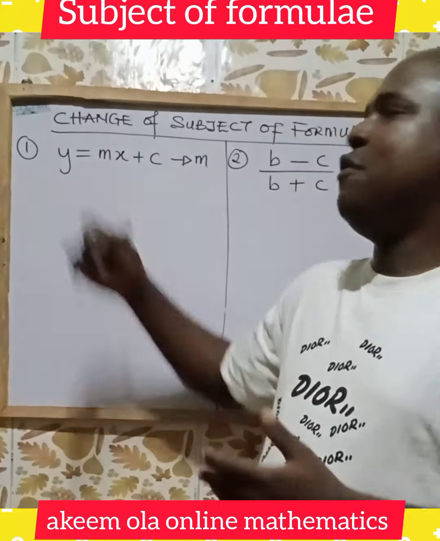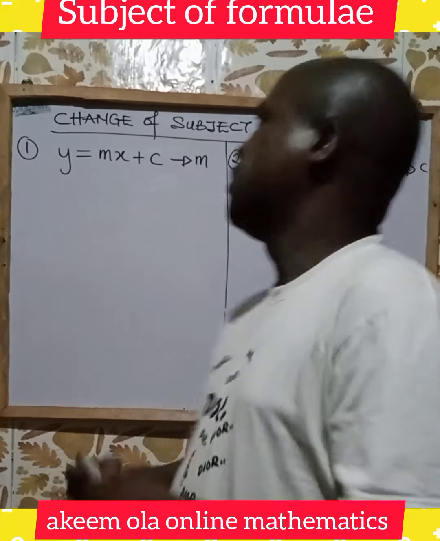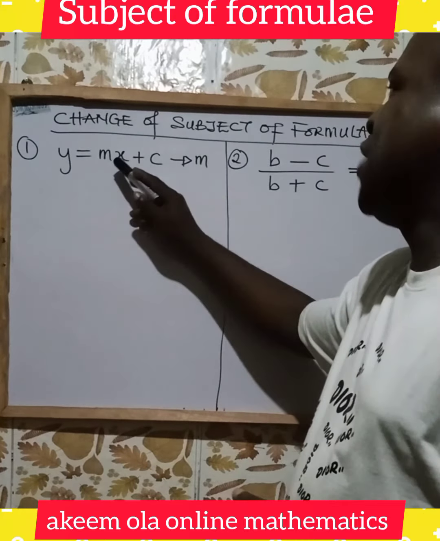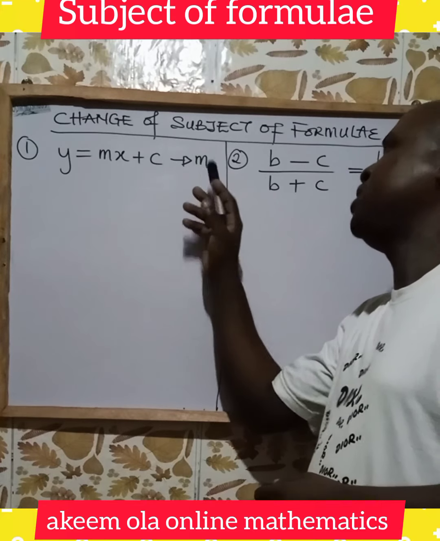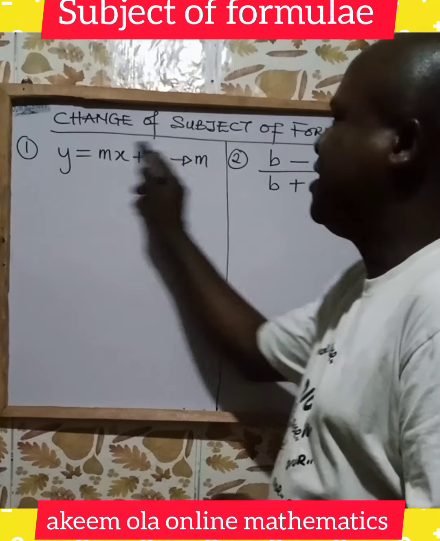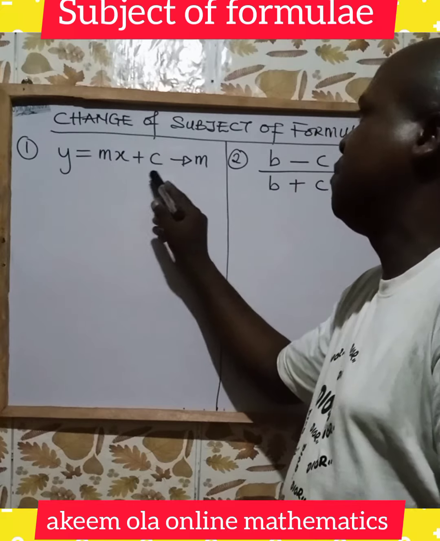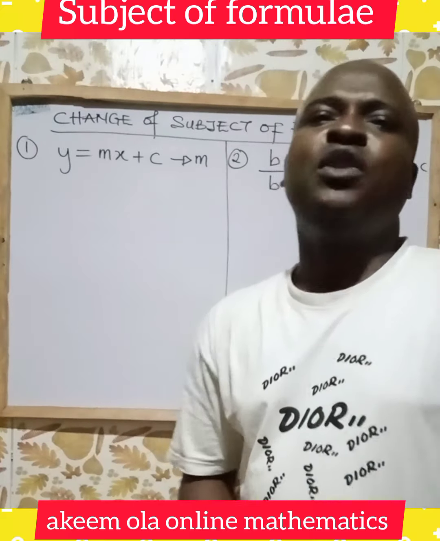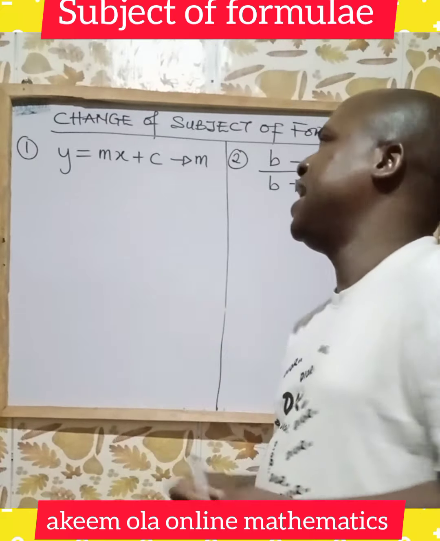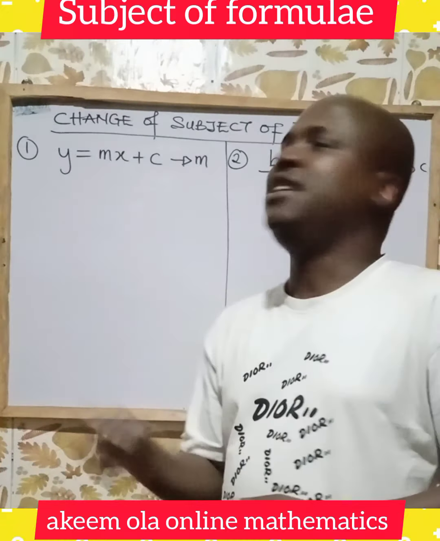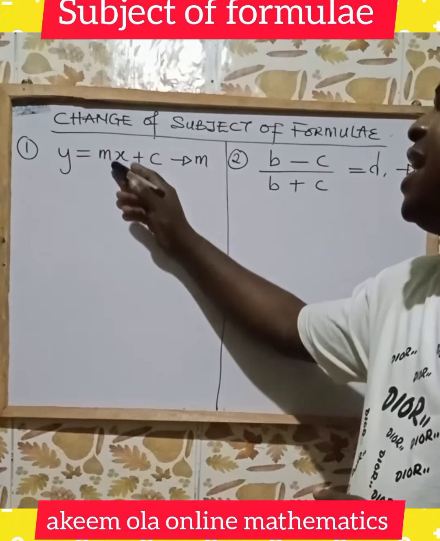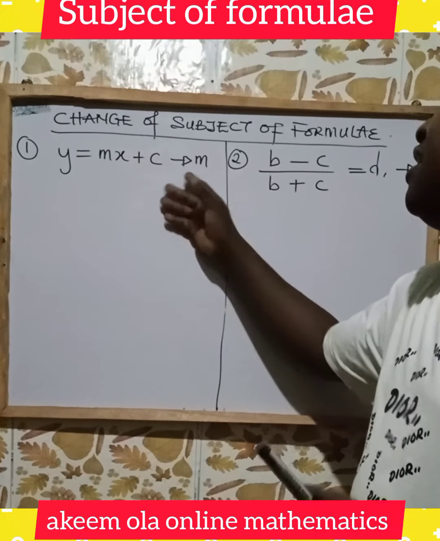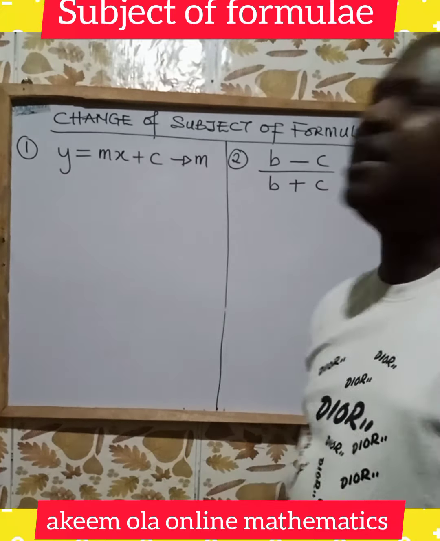As you can see, we have some questions on the board. We have y is equal to mx plus c. We are now told to make m the subject of formula. As y is equal to mx plus c is a formula on its own, y is the subject of the formula here. But we were told to make m the subject of formula. That is the meaning of this arrow that is here.